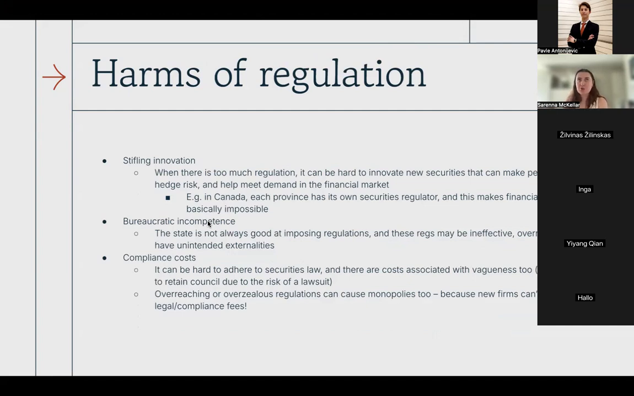And oftentimes you will see debates about whether certain financial regulations have been good or bad. The first is stifling innovation. So when there's too much regulation, it can be hard to innovate new securities that can make people money, hedge risk, and help meet demand in the financial market.